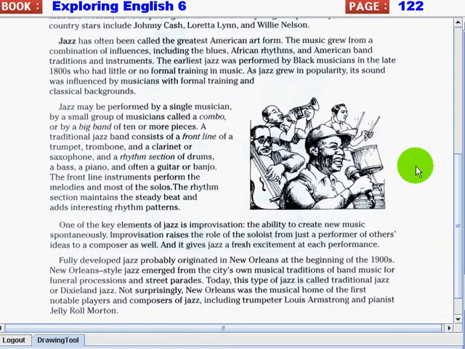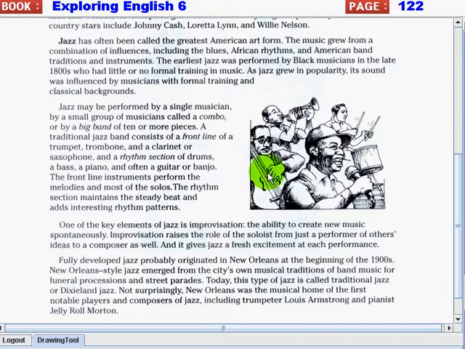Jazz. Jazz has often been called the greatest American art form. The music grew from a combination of influences, including the blues, African rhythms, and American band traditions and instruments. The earliest jazz was performed by black musicians in the late 1800s who had little or no formal training in music. As jazz grew in popularity, its sound was influenced by musicians with formal training and classical backgrounds.